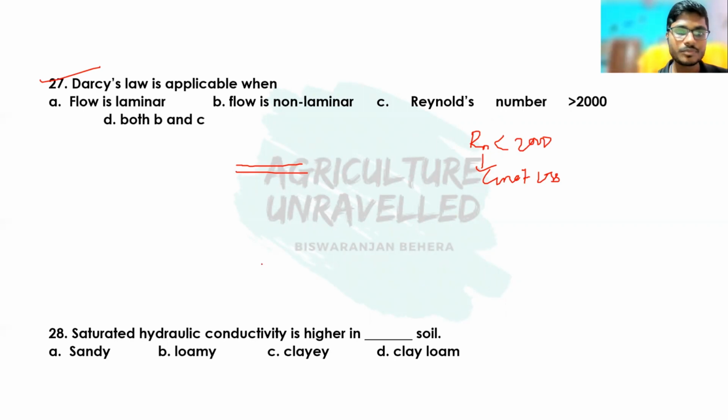Okay, remember this thing. Then coming to the next question, that is, saturated hydraulic conductivity is higher in which soil: sandy soil, loamy soil, clay soil, or clay loam soil? We have already discussed that according to Poiseuille's law, saturated hydraulic conductivity is always higher in case of sandy soil. Okay, this is because saturated hydraulic conductivity is directly proportional to the fourth power of the radius. And we know that sandy soil has more macropores, means larger size pores. That is the reason sandy soil has more saturated hydraulic conductivity.